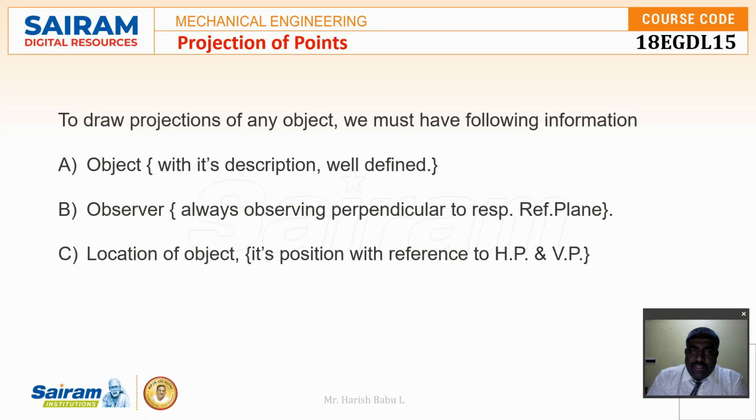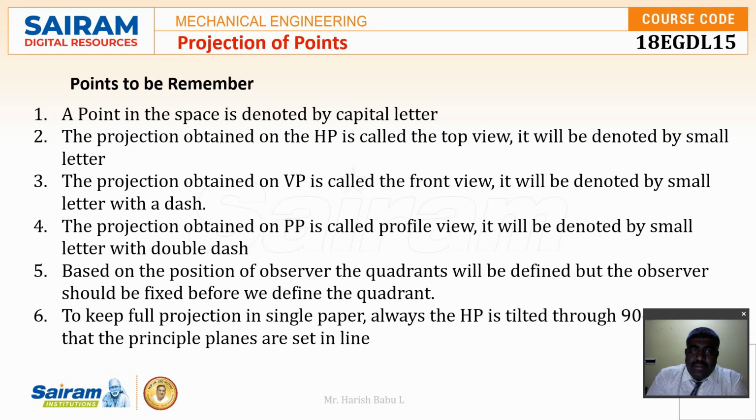To draw any projection, the following information should be there. The first is the object, with its description well defined. It has to be defined in a proper way. The second is the observer. The observer should always be perpendicular to the reference plane. The third is the location of the object, which is its position with respect to the horizontal and the vertical plane. In the previous video, I explained the three major principal planes, that is the vertical plane, the horizontal plane, and the profile plane.